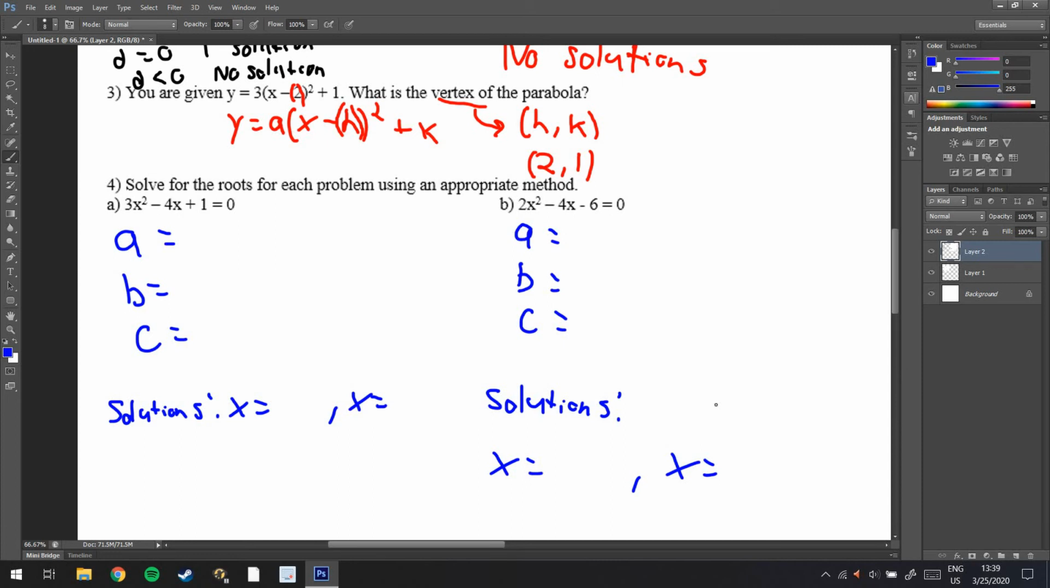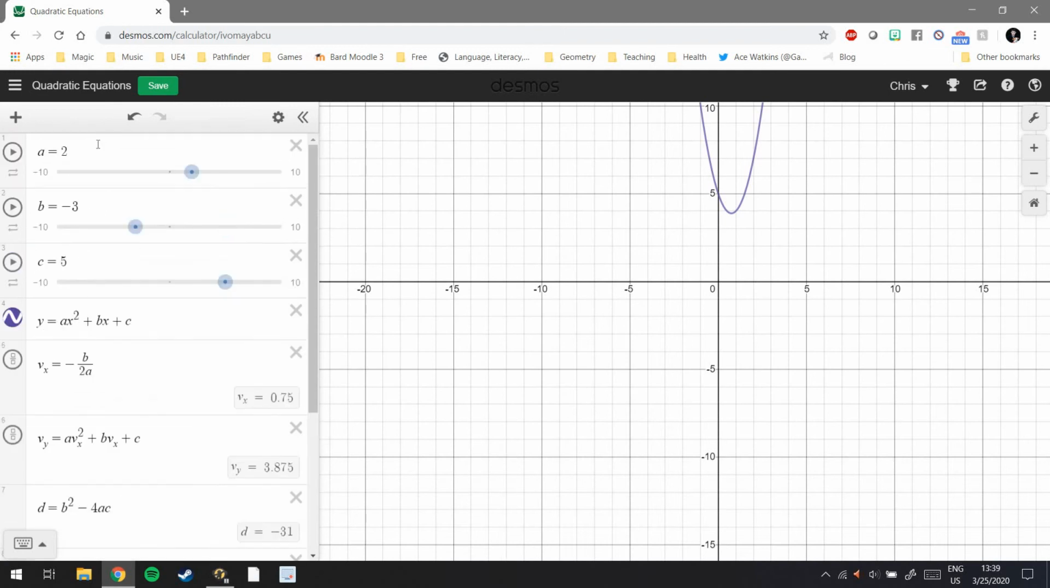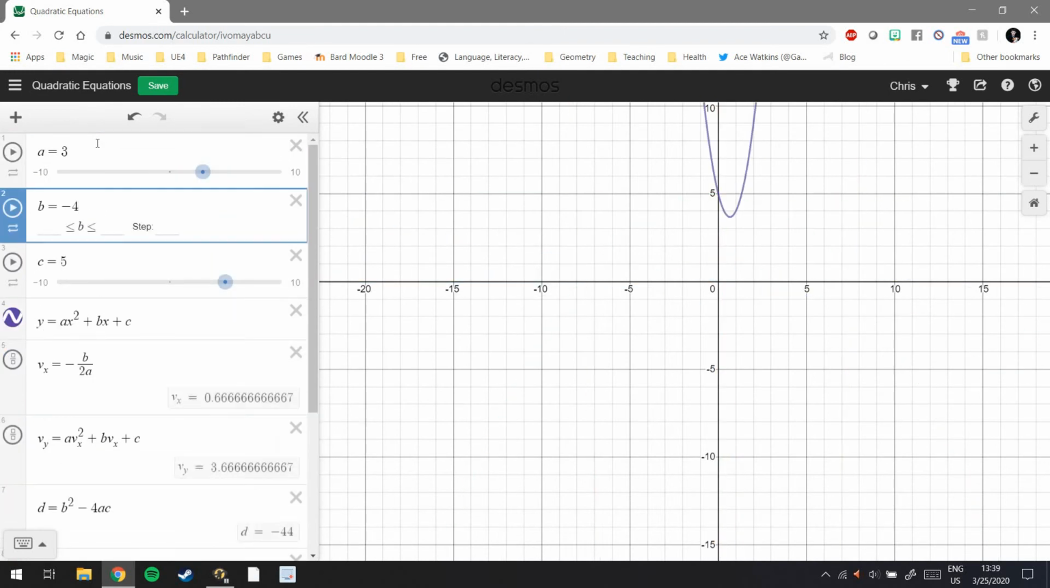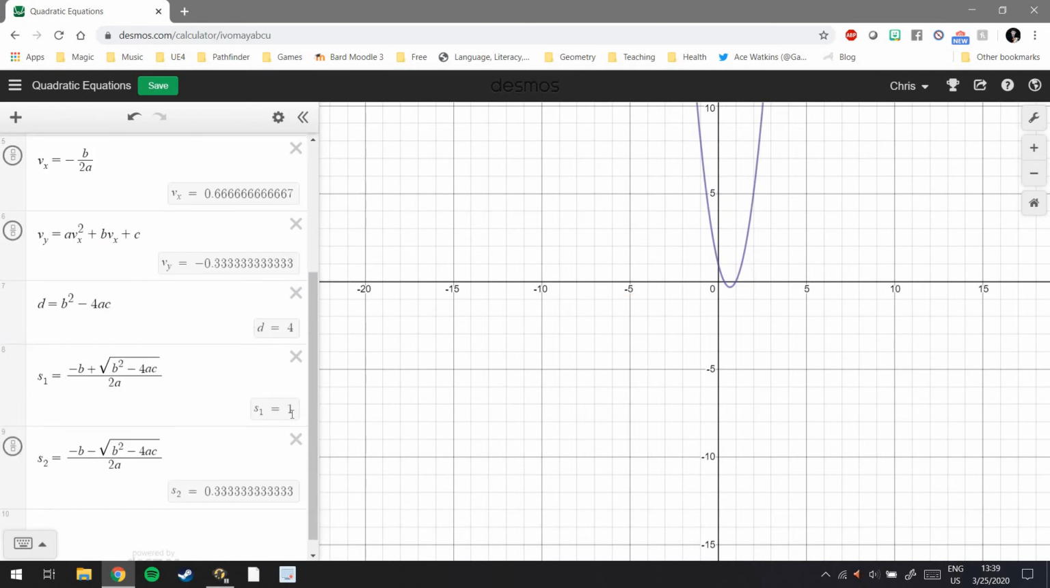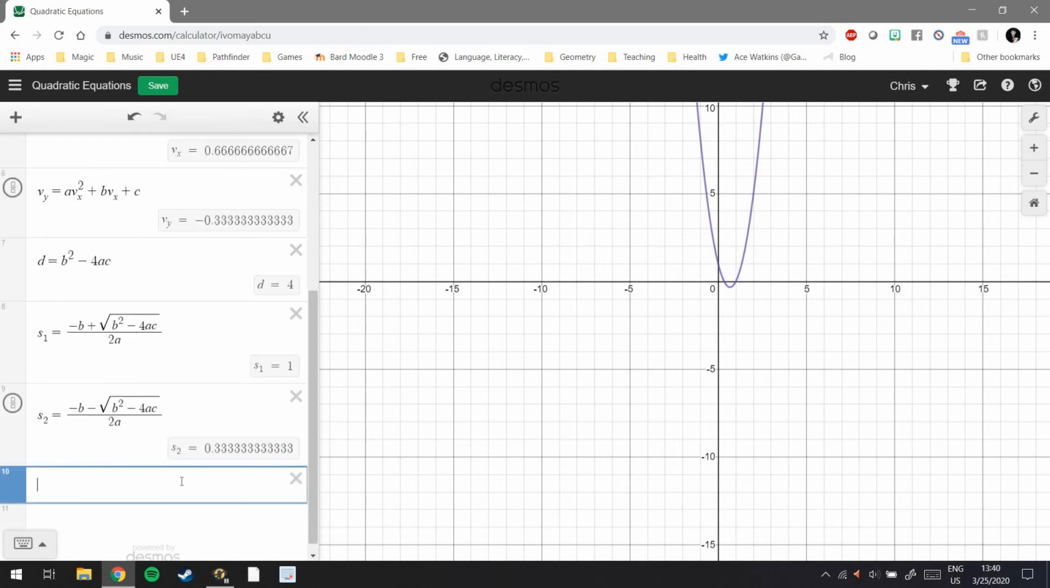Alright, I'm going to assume you paused this for a moment. So now I'm going to solve these out. So in this case, A is 3, B is -4, C is 1. Let's go plug these in. 3, -4, 1. Oh, my solutions are at 1 and 0.3 as a decimal.